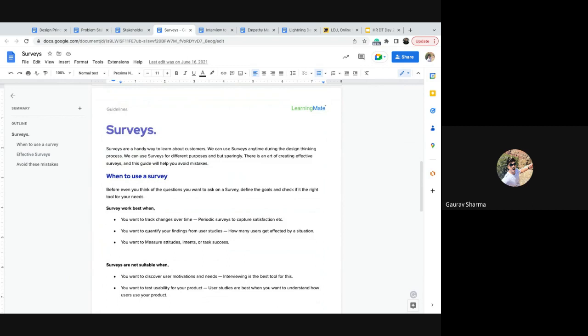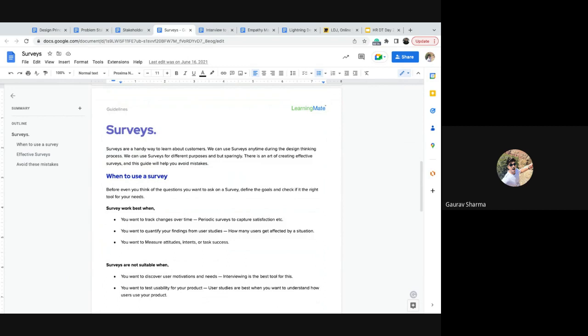You want to test the usability of a product. So if you have rolled out a new skin for InfoWeb, or if you've rolled out a new module for tracking product projects, or we have rolled out a new way where people can upload their documents before they are onboarded into LearningMate, right?